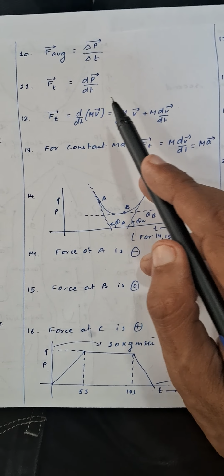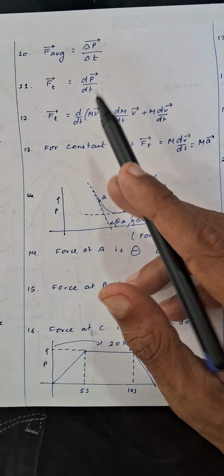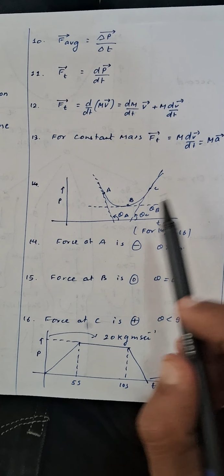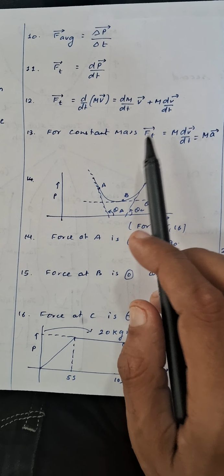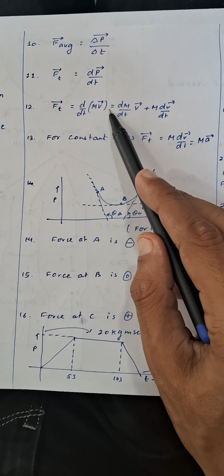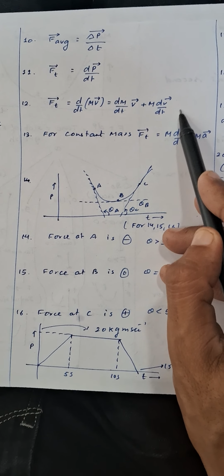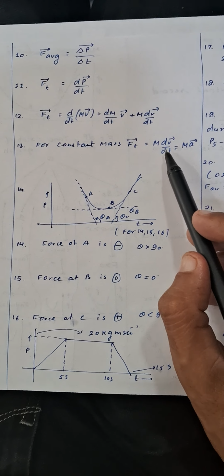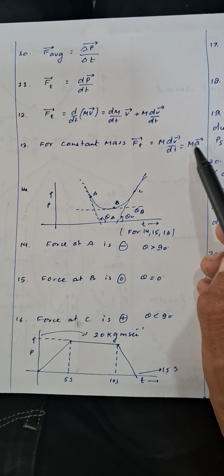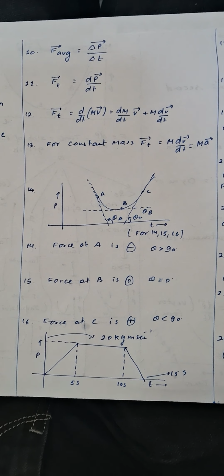So questions may be asked in both the formats, so that's why I have compiled both the things. Next is the special case when mass is constant. If mass is constant, then dm/dt will be 0. So this term will be 0 and we'll have m into dv/dt. Next, we know that dv/dt is equal to a, so we get force as m into a.